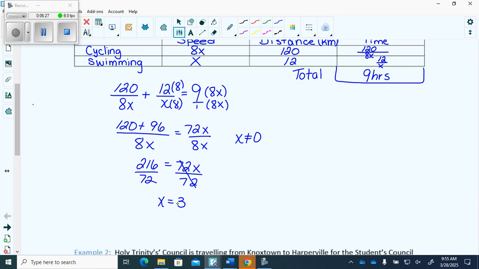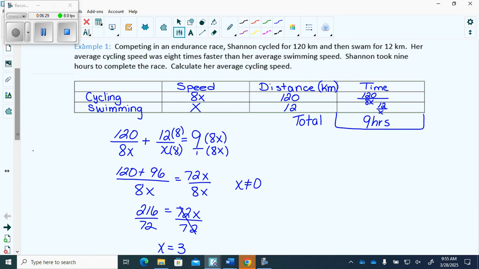Okay. So, I can go up here, and I can put a 3 in for all the x's. So this would be 8 times 3, which would be, sorry, this should be, what the heck am I writing? This should be, oh my gosh, it's going downhill. This should be kilometers per hour, thank you. So this should be 8 times 3, which is 24. So what does that mean? 24 kilometers per hour is the cycling speed. Then I put a 3 in for x1, done. 3 kilometers per hour is the swimming speed.